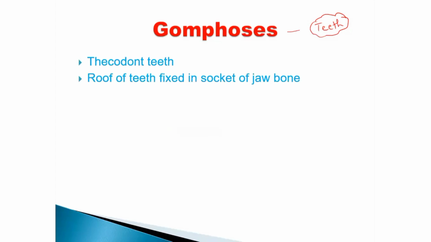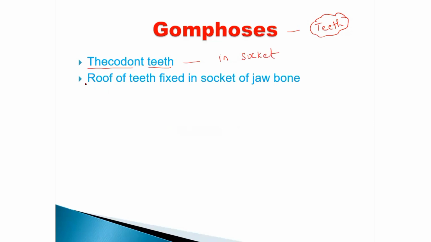The next example is gomphosis. Gomphosis is related to teeth. See, your teeth are fixed in a socket, and that socket is basically the jaw. And this tooth, which is fitted in the socket, is not going to move. It is fixed in its position. And the reason why it is fixed is that there is a kind of synarthrosis, a fixed joint formation, taking place. Such teeth which are fixed in a jaw are called thecodont teeth, meaning fixed in a socket.